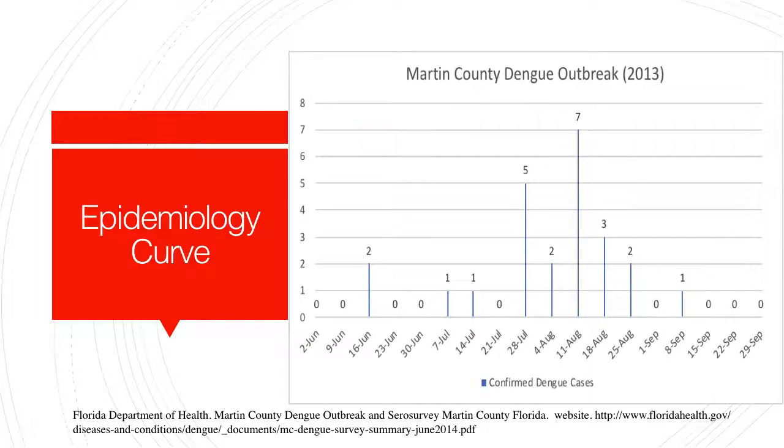This is the epidemiology curve of this outbreak provided by the Florida Department of Health. This graph displays the week the illness started for the 24 individuals that reported symptoms related to their dengue infection. All individuals involved in this outbreak became ill between June 16th and September 8th.